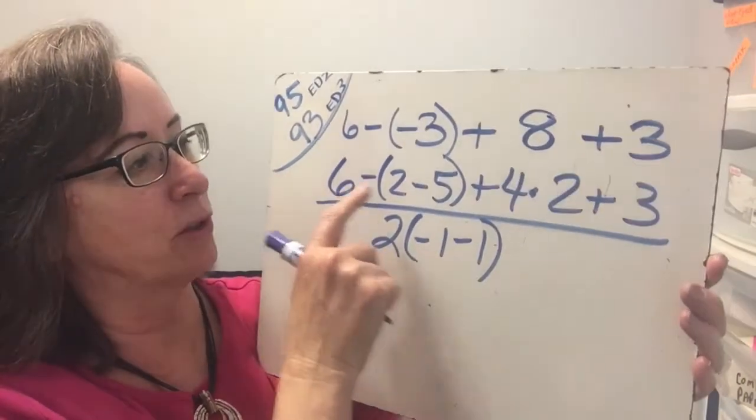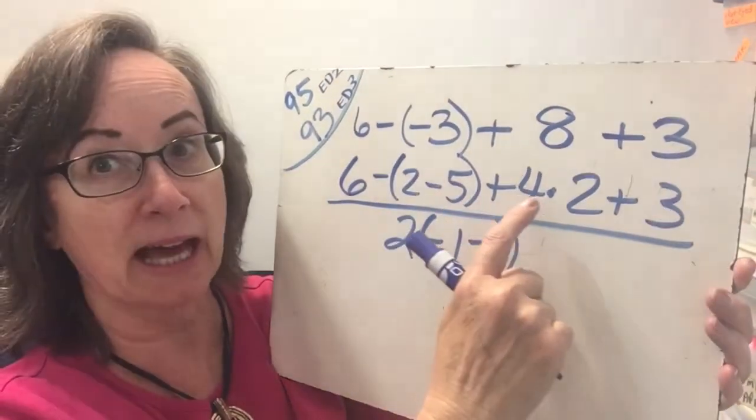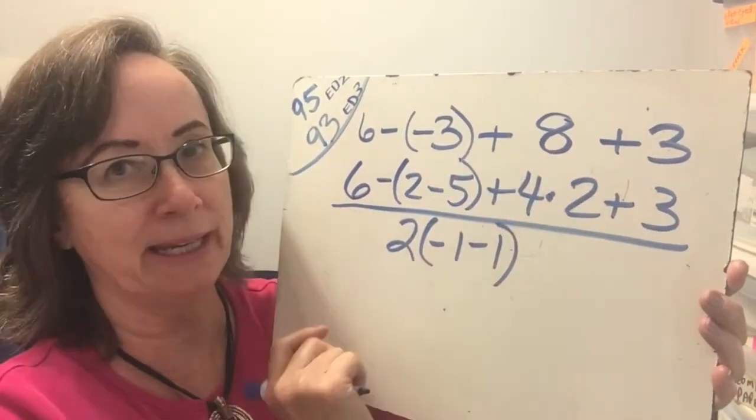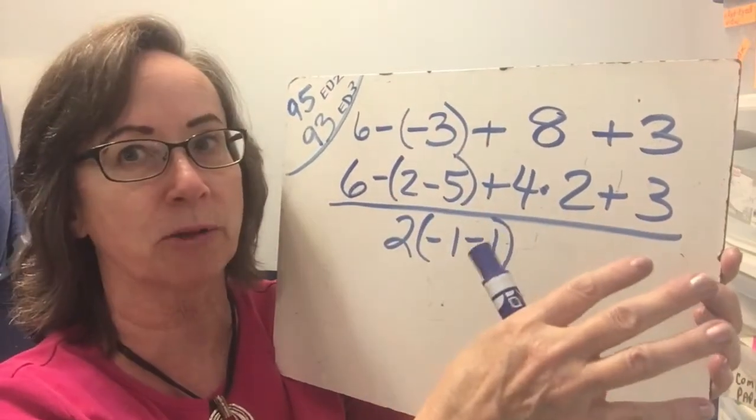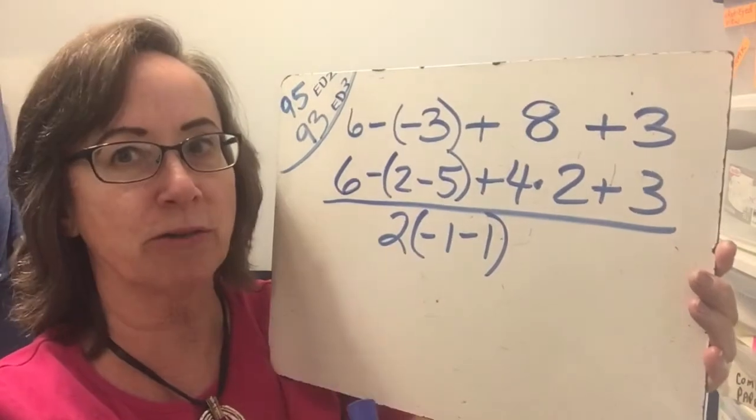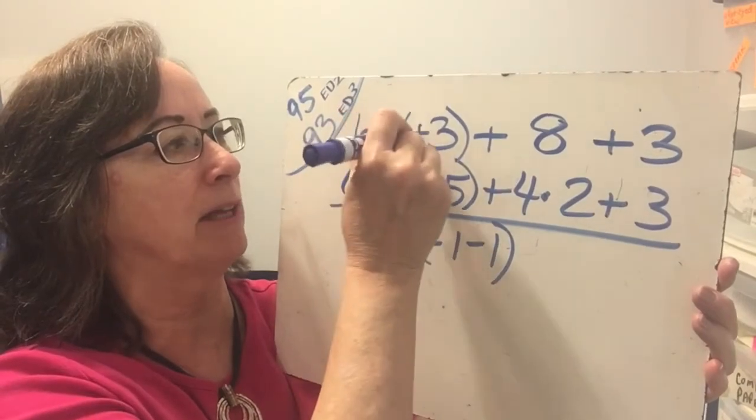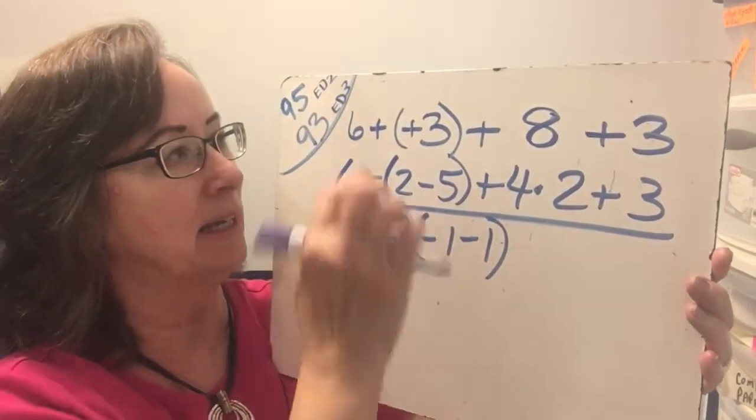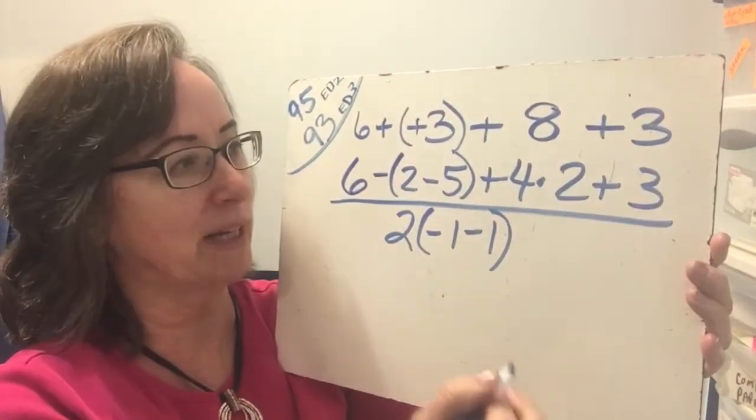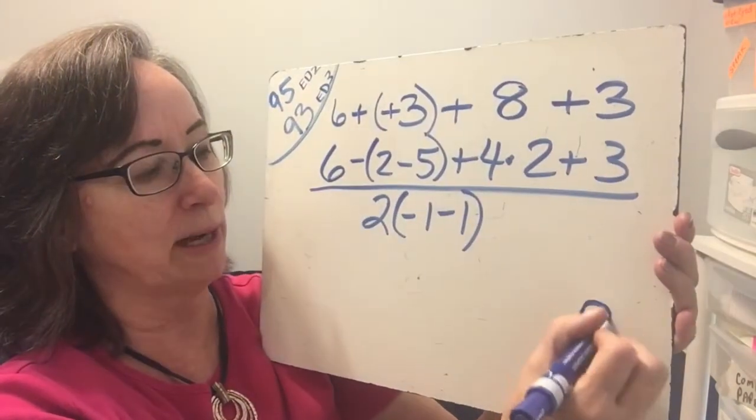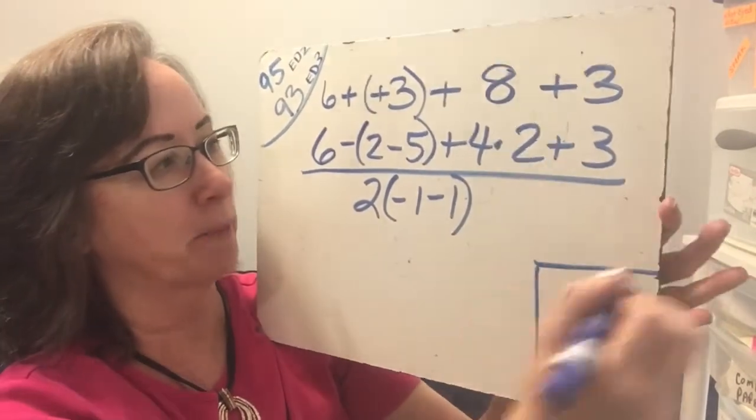Okay, so I took care of this because that's parenthesis. That's the highest order. And then I looked to see what else was a high order. 4 times 2, and I put it here. So now everything is in the same order of operations, which is addition or subtraction. They're at the same rank. So I'm going to do those left to right. So 6 minus a -3 is the same thing as addition of the opposite. 6 plus 3 is 9. And then 9 plus 8 is 17. And 17 plus 3 is 20. So I have a 20 on my numerator for my answer.